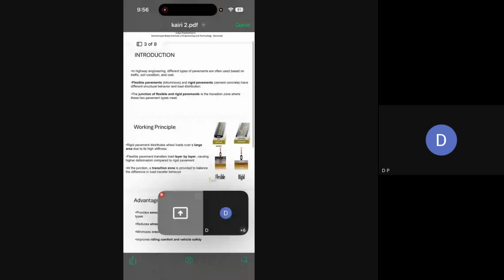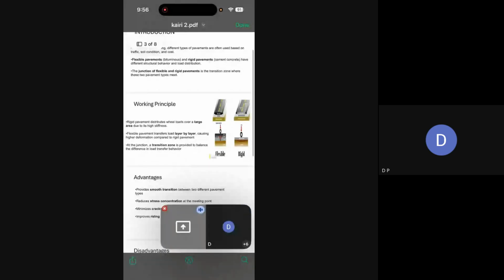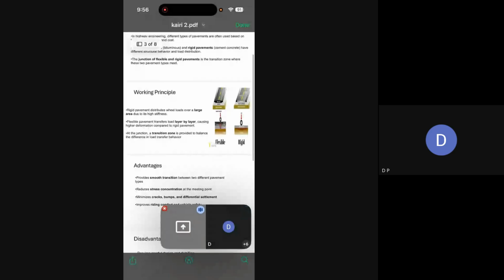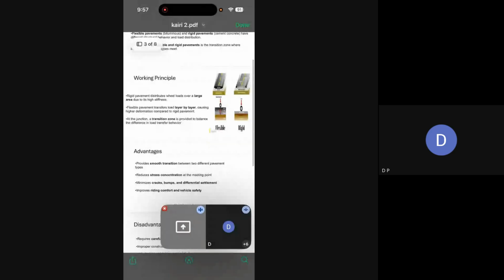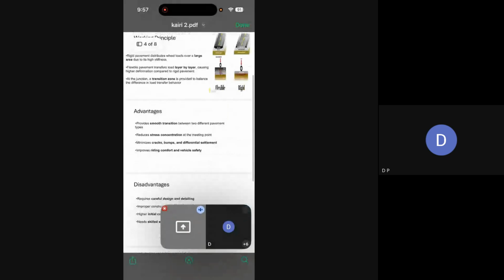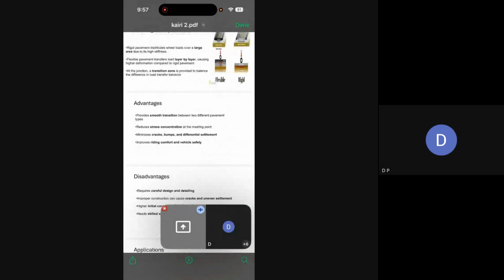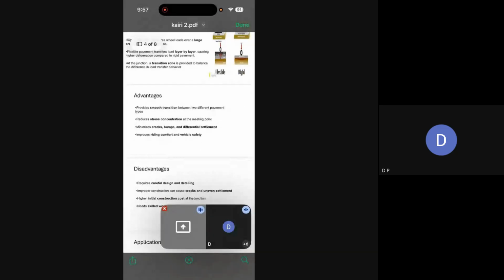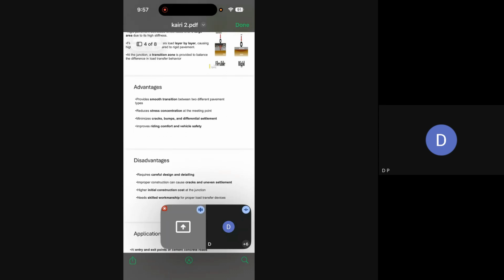Your voice is cutting out, Karan, a little. Rigid pavement distributes load over a large area due to its high stiffness. Flexible pavement transfers load layer by layer and shows higher deformation compared to rigid pavement. At a junction, a transition zone is provided to balance the difference in load transfer behavior.